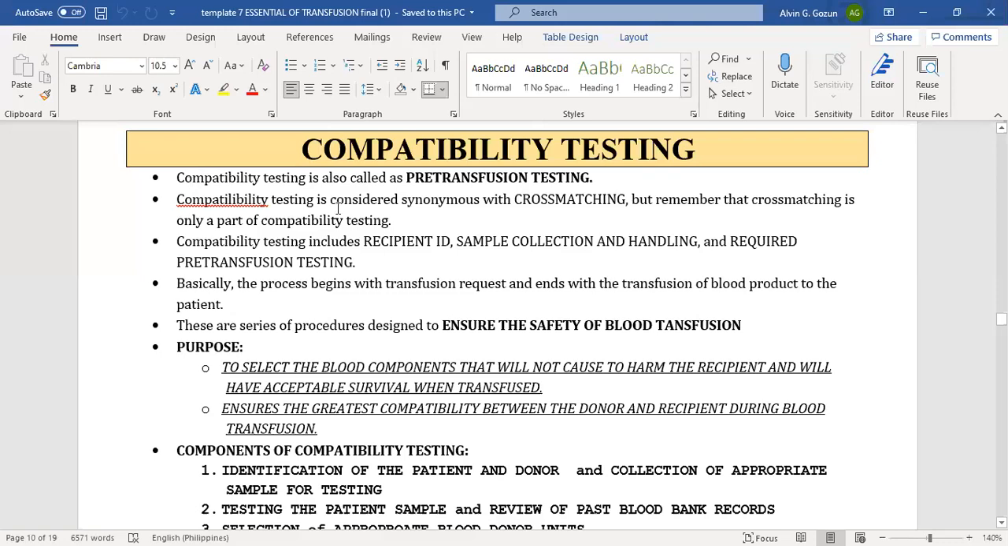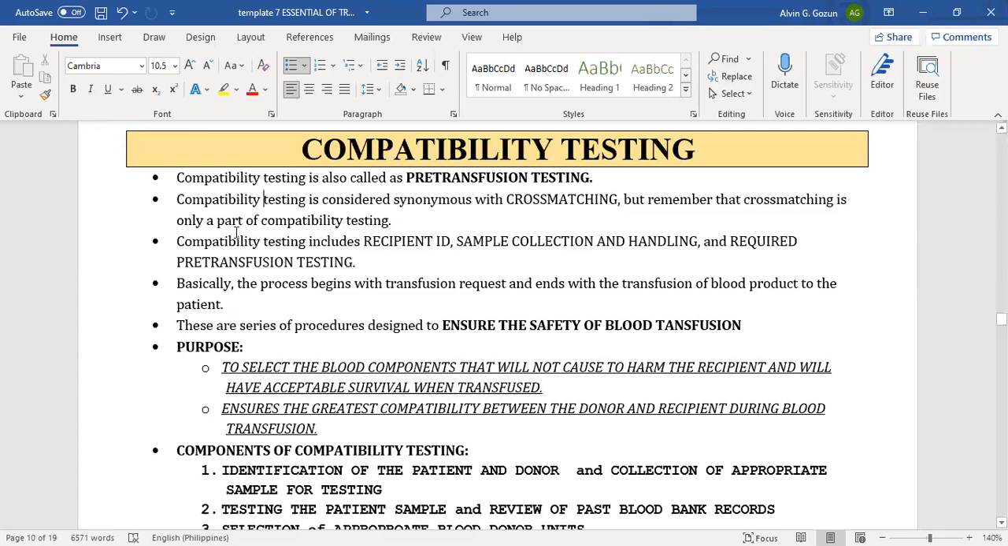Compatibility testing is also called pre-transfusion testing. Pre-transfusion kasi these are series of tests na kailangan gawin before we transfuse the blood to the recipient. So compatibility testing is considered synonymous with cross-matching. But remember that cross-matching is only a part of compatibility testing. Nakakalito, no? So, parang tandaan natin na ang cross-matching is under the umbrella of compatibility testing.